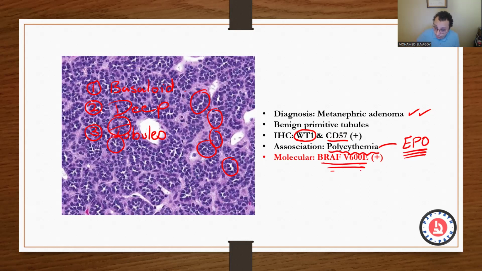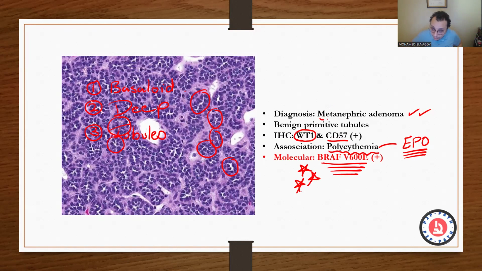BRAF positivity. See, I highlighted it in red. Just figure out how you'll be able to memorize it. Metanephric adenoma, BRAF positivity. They adore the BRAF positive tumors. Any BRAF positive tumor you need to collect. And we will have another tumor today, which is BRAF positive. So we need to collect them in the end. So make sure you memorize it.